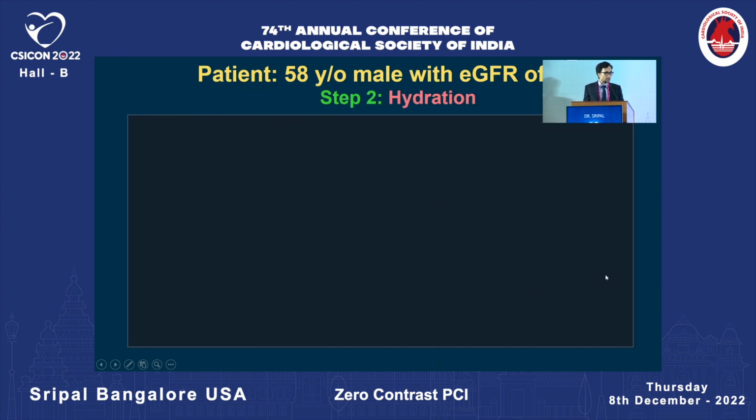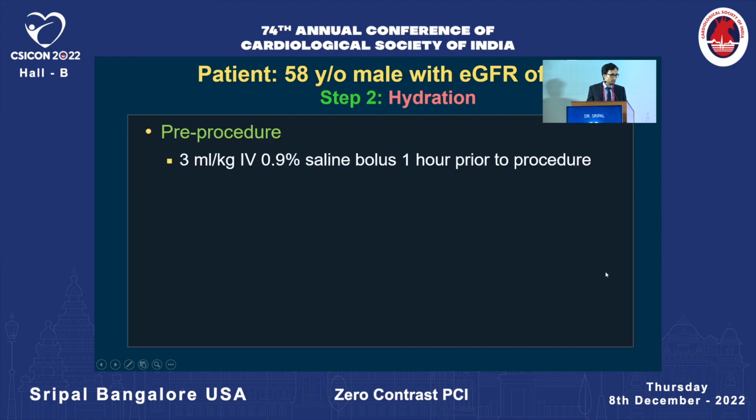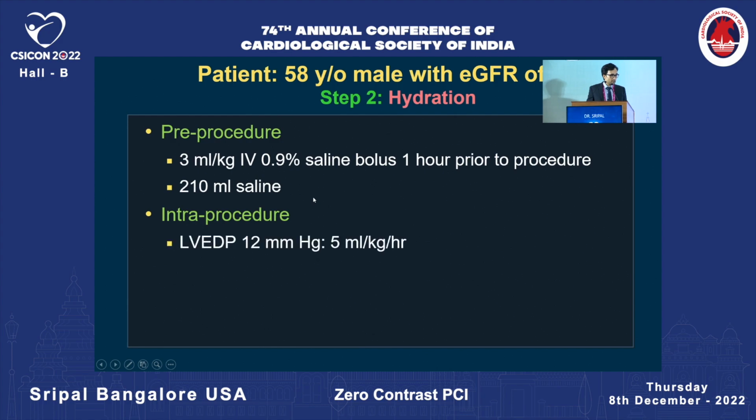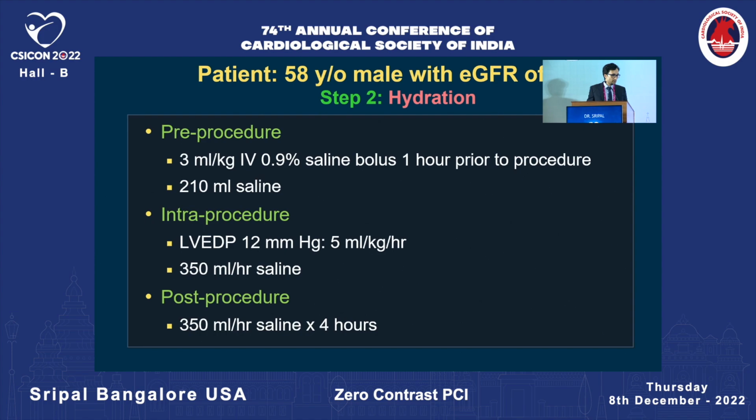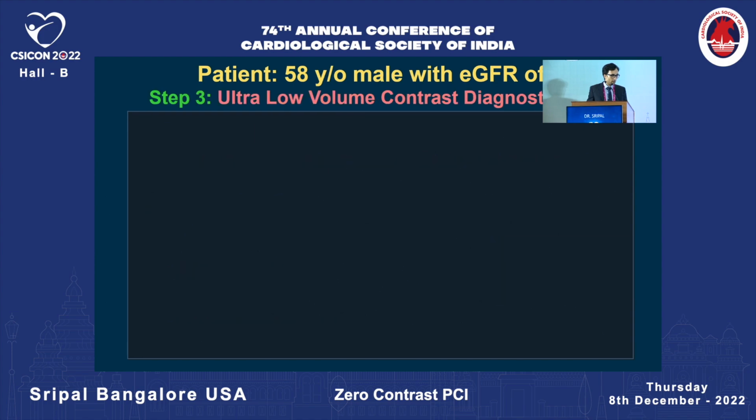So step 2 for this particular patient is hydration. We did pre-procedural hydration. The reason I'm showing these numbers is that there is a tendency to say, let's give him 100 cc's bolus fluid before the procedure. But if you follow the Poseidon protocol, it's 3 ml per kg bolus 1 hour prior to the procedure, which translates to around 210 ml of saline. Intraprocedurally, we measured an EDP on this patient, and his EDP was around 12. So we increased the hydration to around 5 ml per kg per hour, which translates to around 350 ml per hour of saline. Post-procedure, we continued the same hydration for around 4 hours.